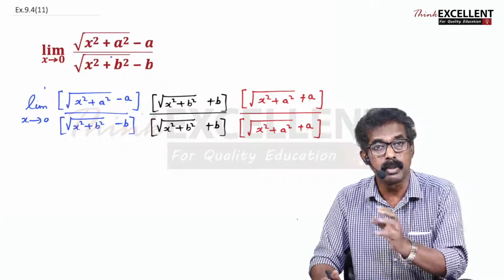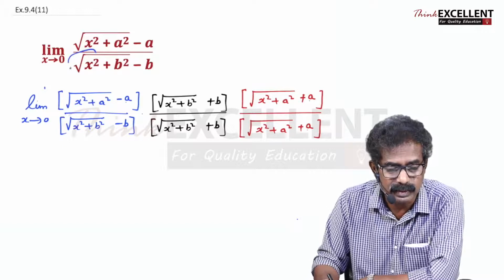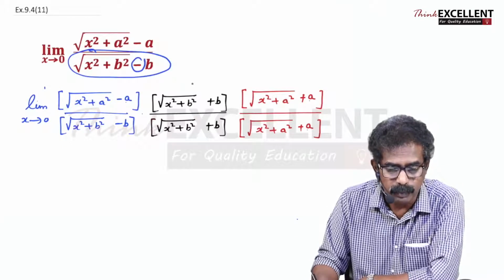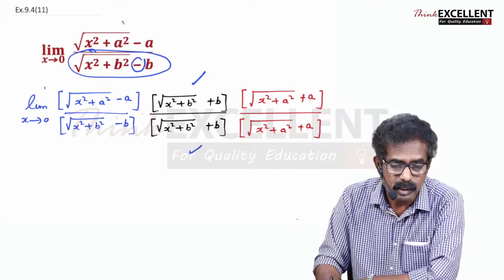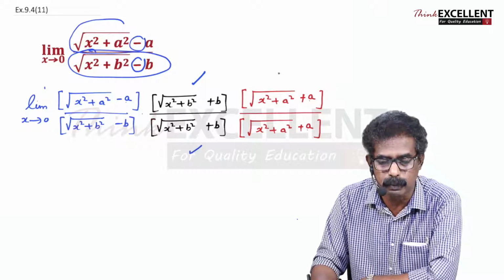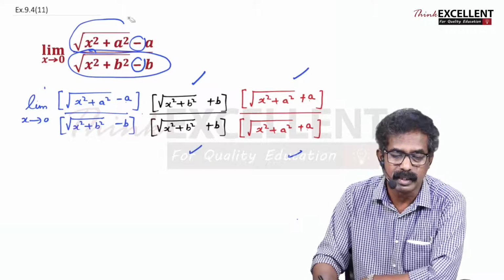But here root is in both numerator and denominator. So see the denominator. This is the denominator. So instead of minus you put plus. With that you multiply numerator and denominator. Then you see the numerator. So here we have minus. That minus is converted to plus. By that also you multiply numerator and denominator.